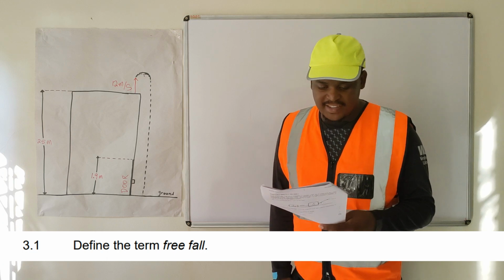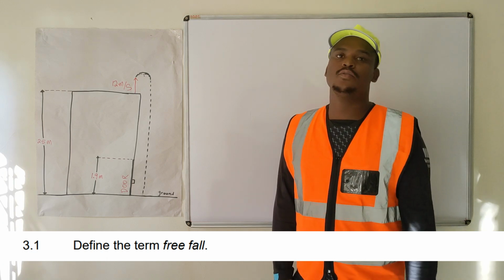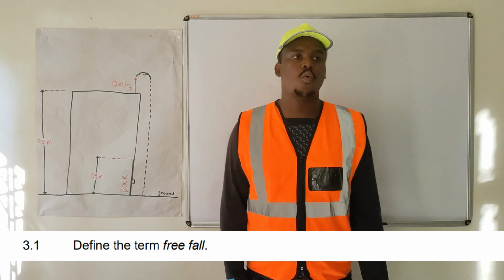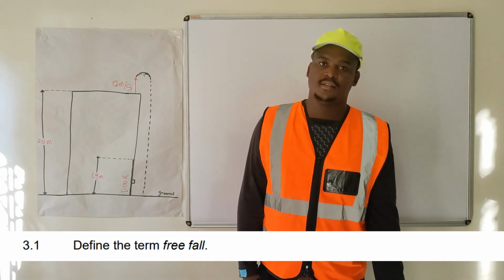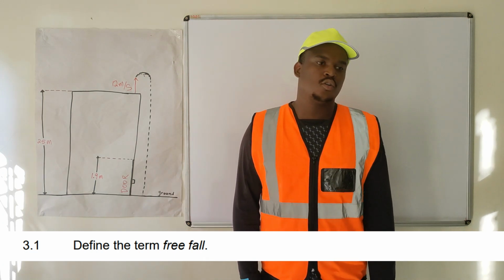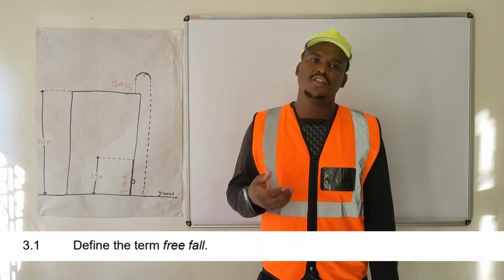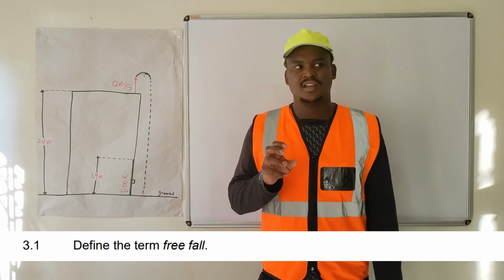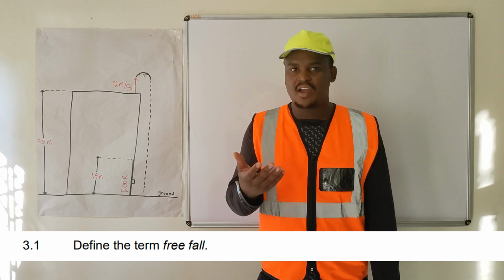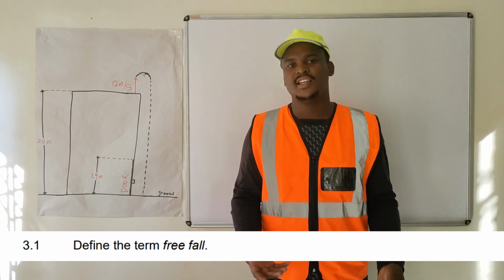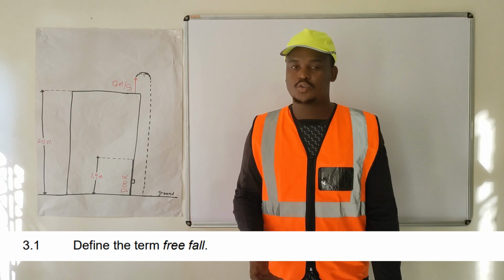So define the term free fall. So they want you to define free fall. So what are free falling objects? That's what they are asking you. So by the term free fall, those are kind of motions in which the only force influencing the motion is gravity only. So it's a type of motion.